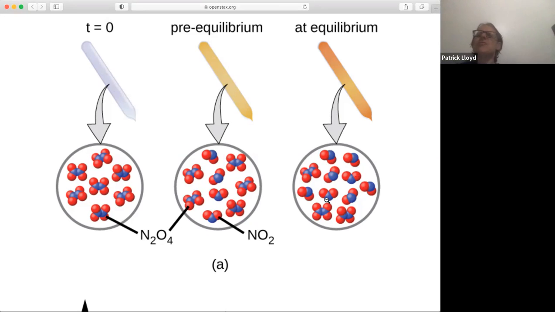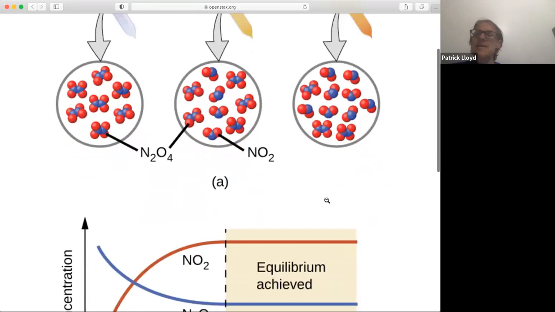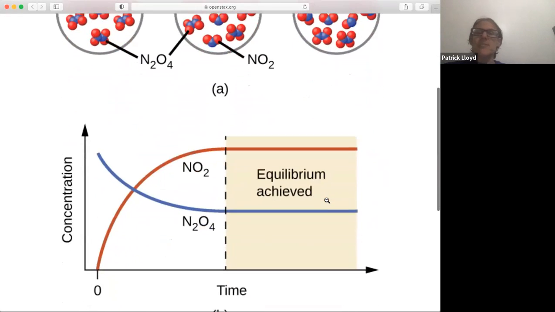And we would call that equilibrium. We would say that at equilibrium, there's a mixture of NO2 and N2O4. The N2O4 does not completely react and form NO2. We get a mixture of the two. And that's an example of what we call equilibrium, chemical equilibrium.